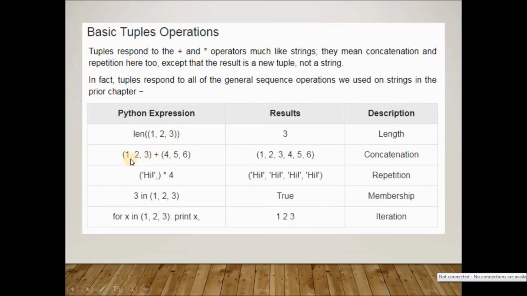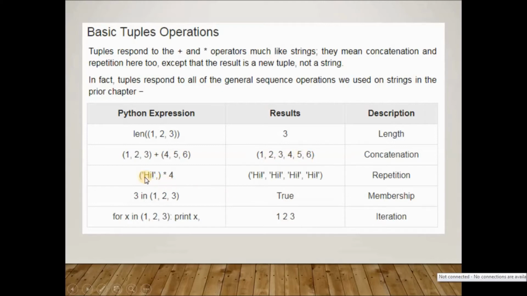After that, what we are doing: this (1, 2, 3) is one tuple, and (4, 5, 6) is another tuple. Your plus sign is given here, that means you are concatenating. You are not adding the values of 1, 2, 3 with 4, 5, 6. You are joining these two different tuples, that means 1, 2, 3, 4, 5, 6. See, it is coming 1, 2, 3, 4, 5, 6. Clear? So this is joining or concatenation.